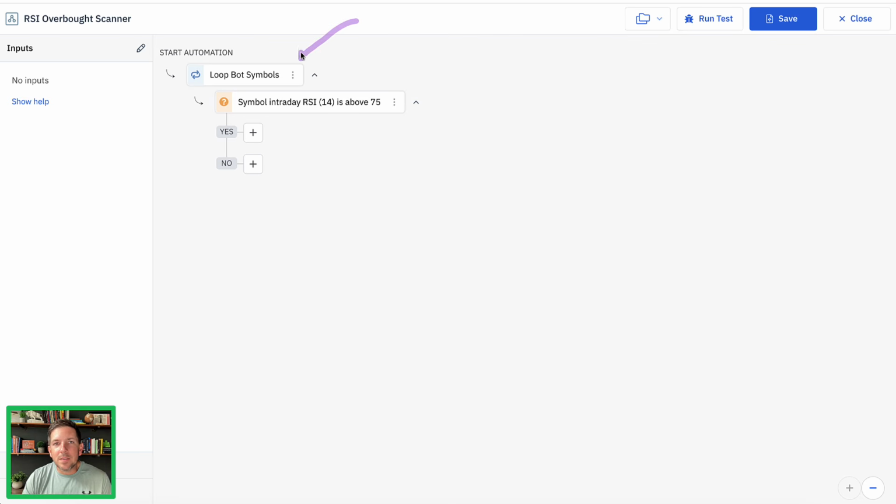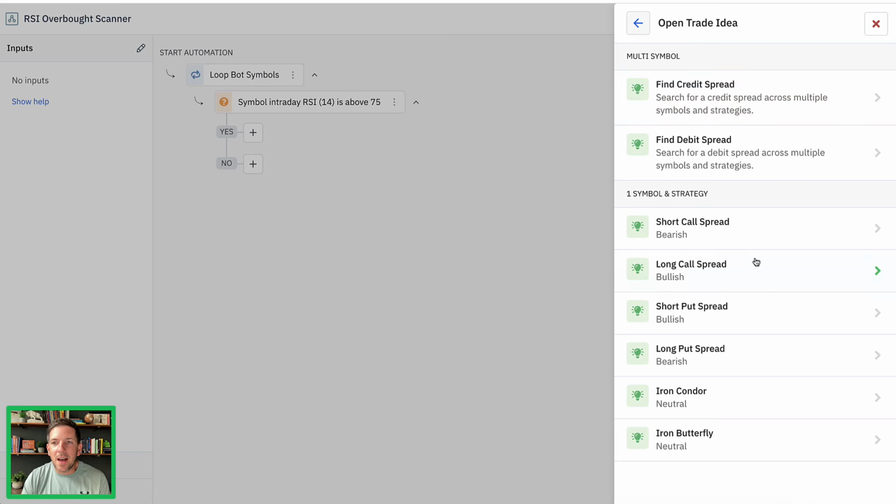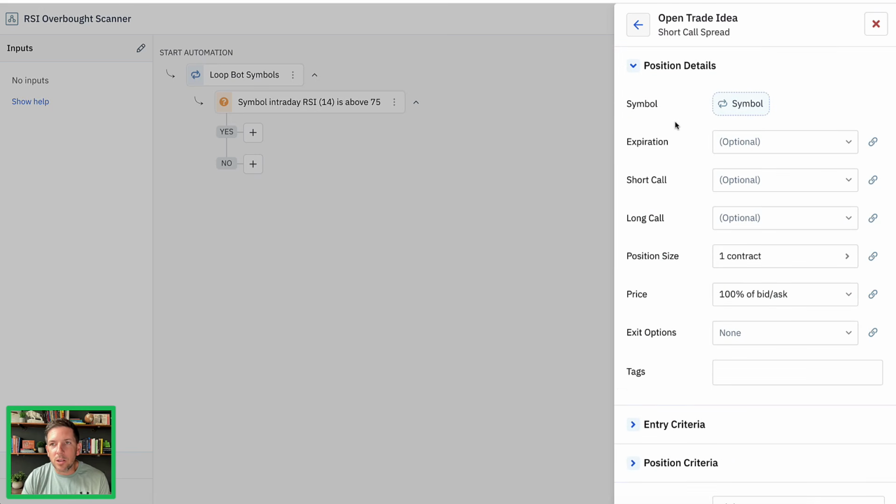So now what I've done is I said, look, go through whatever symbols I program in. I basically tell the bot what positions or symbols I can potentially want to trade. Go through here, and for every symbol, see if the intraday RSI reading is above 75. And if the answer to that question is yes, and that RSI is overbought, then what I want to do is tell the bot what to do at that stage. If the answer is no, I don't want it to do anything, so I leave no blank. But if it's yes, then I want to tell the bot to open a new trade idea. And I can tell it to find a short call spread or a bearish call spread. It's going to be in that exact symbol that was already there.